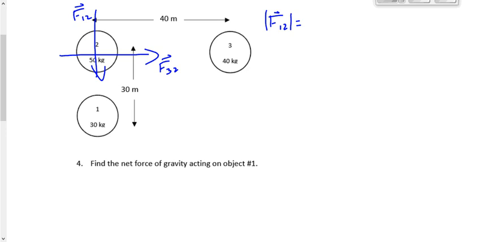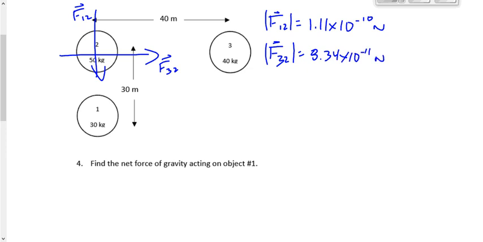F12 has a value of 1.11 times 10 to the negative 10 newtons. We find that by G times 50 times 30 over 30 squared. And then we say F32 is G times 50 times 40 over 40 squared. That gives me a value of 8.34 times 10 to the negative 11 newtons. We've got to add these together, right? But we don't add them together the same way as in the last question.